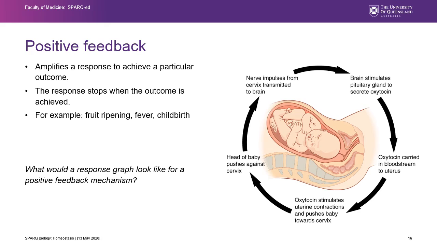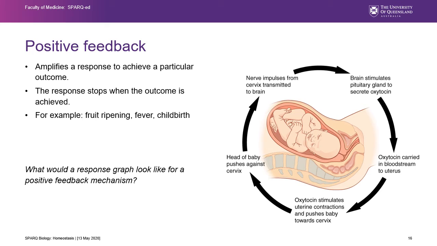Another type of feedback cycle is a positive feedback cycle. It has a very different function to negative feedback. Negative feedback is about maintaining homeostasis, whereas positive feedback is about pushing the body beyond the normal to achieve a particular result or outcome. The response stops when the result is achieved. An example is childbirth.